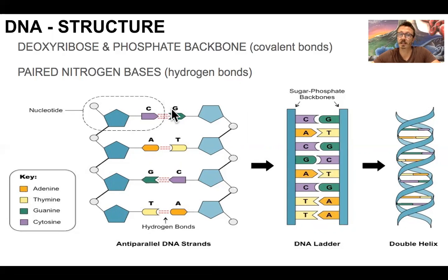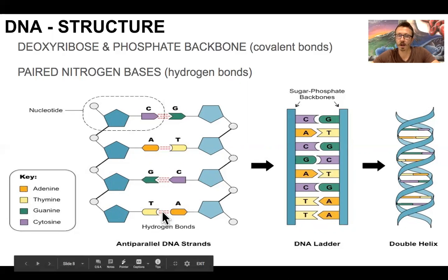Another thing you might notice is that certain nitrogen bases only pair with certain nitrogenous bases. You can see that C likes to pair with G. I can see evidence of that here as well as down here. And I can see A and T wanting to pair together. And they're held together chemically by a hydrogen bond. And you can see that C and G have 3 and A and T have 2.